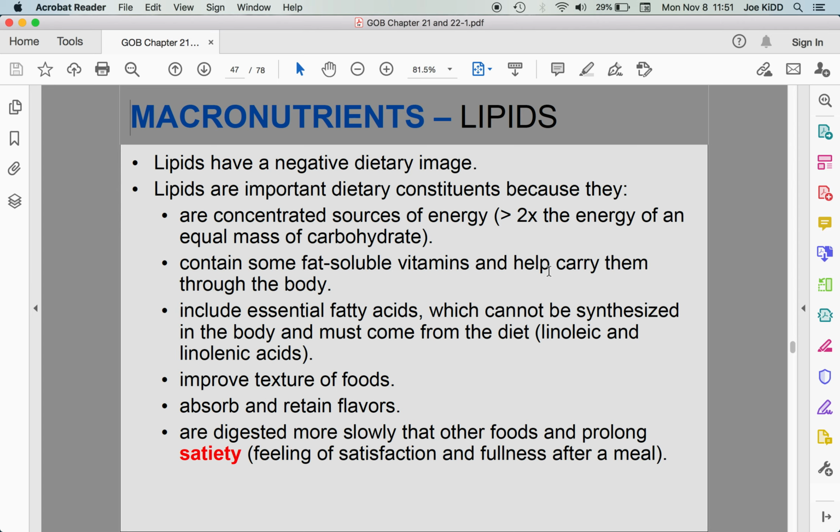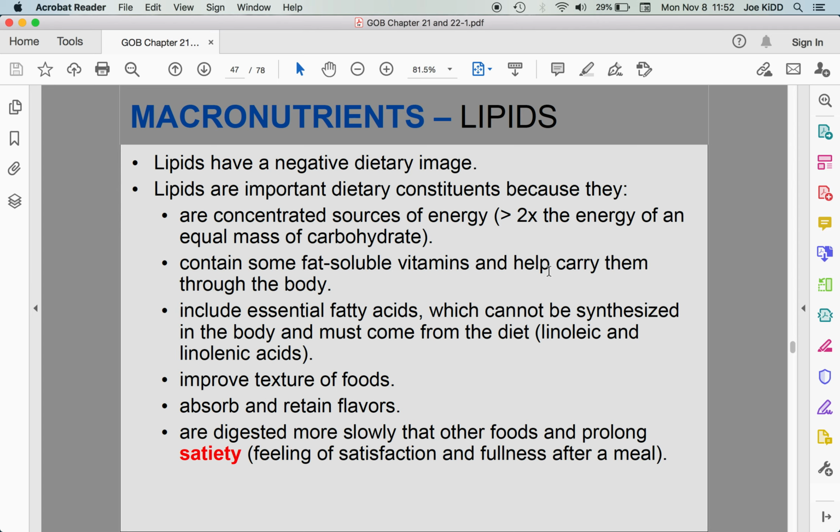From a gastronomy type perspective, lipids give textures to food. They improve flavors and retain flavors better. This is why typically when you go to a restaurant, most people are shocked by the amount of butter that is in everything, but that's simply because it helps with the mouthfeel and the flavor retention of food.